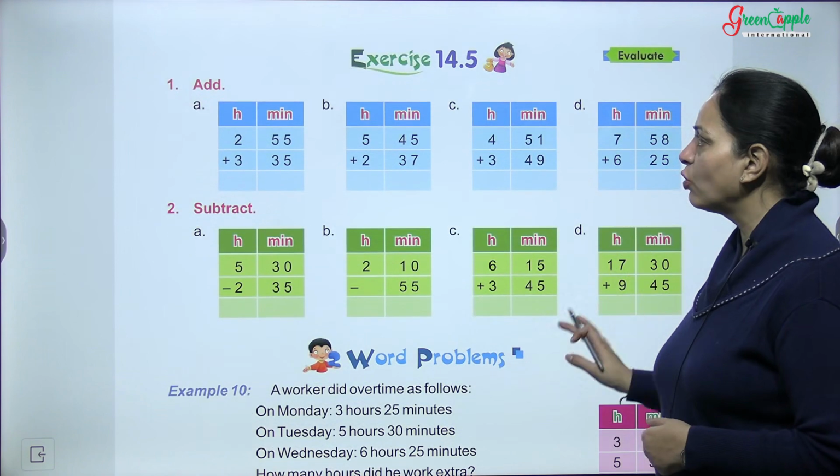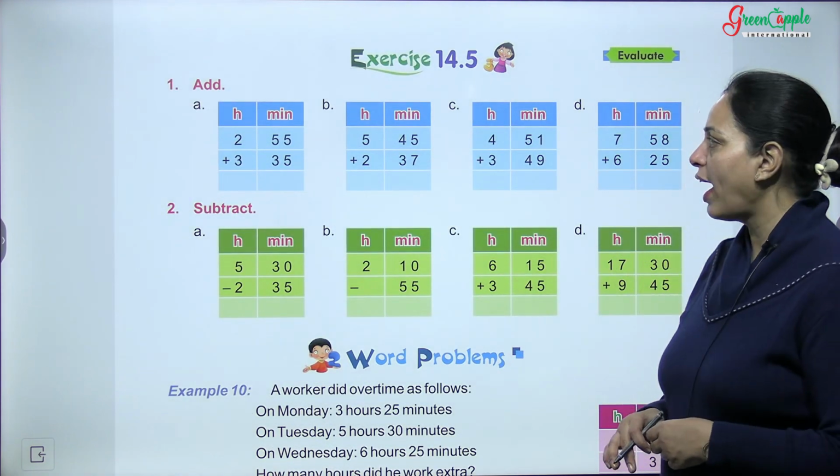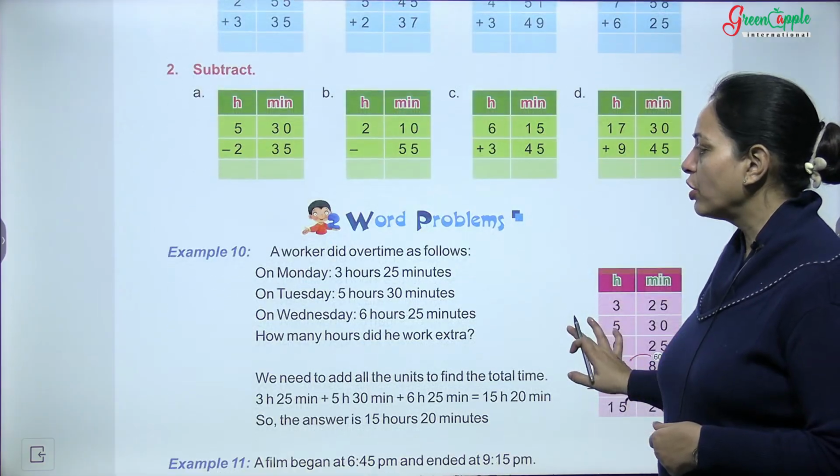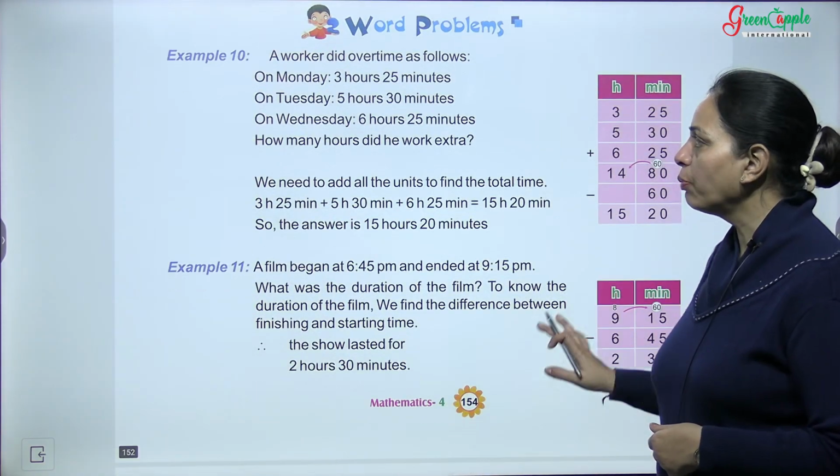Now exercise 14.5. Question number 1, add. So you can try these questions. Question number 2, subtraction. You can do this one. Now come to word problems.